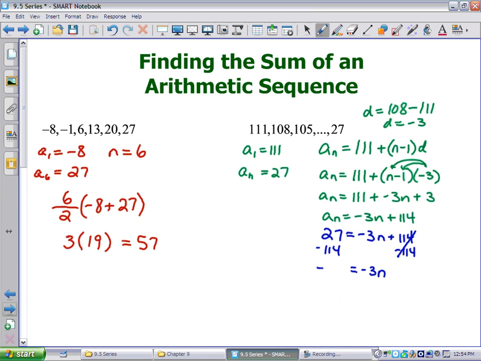You're going to get a negative 87, I believe. Divide by negative 3, and n is going to come out to be 29.